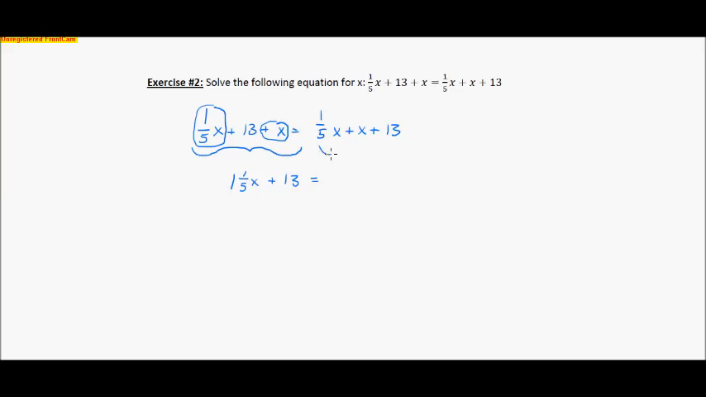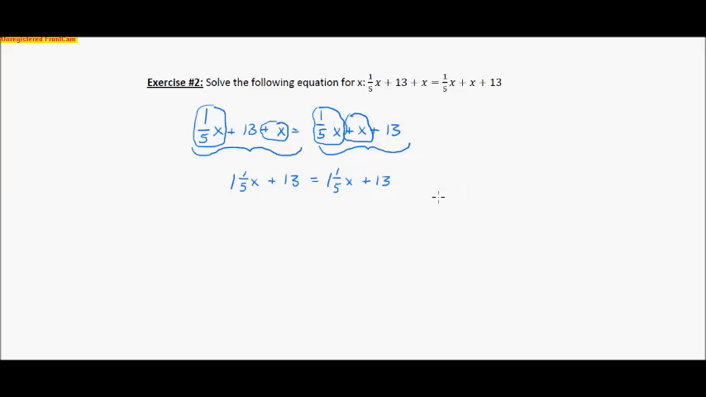Okay? And I'm going to take this side of the equation, do the same thing. Well, again, 1/5 x can be combined with plus 1x, and that gives me 1 and 1/5 x plus 13. So this became really the same equation. Alright, well, let's keep going.